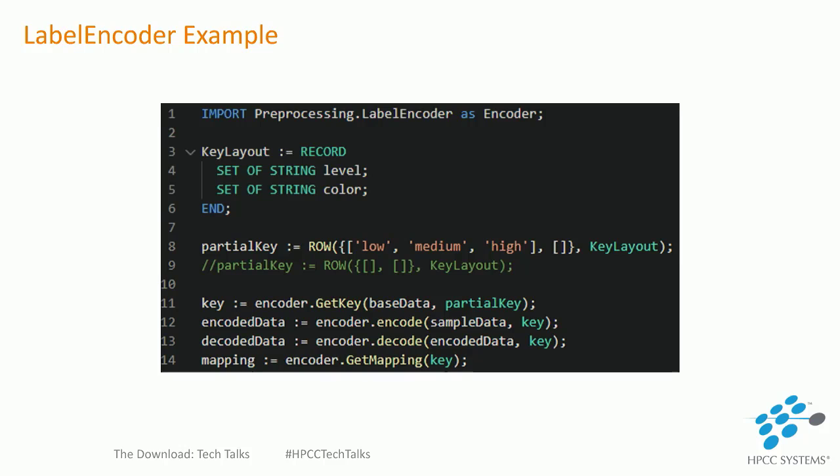So if you want to import some categories, you can write them on your own. But if you just want the categories to be extracted from any data set you have at hand, you can use the GetKey function for that. And then you will use the encode and decode functionality for encoding and decoding your data, basically converting the categorical features into numbers.